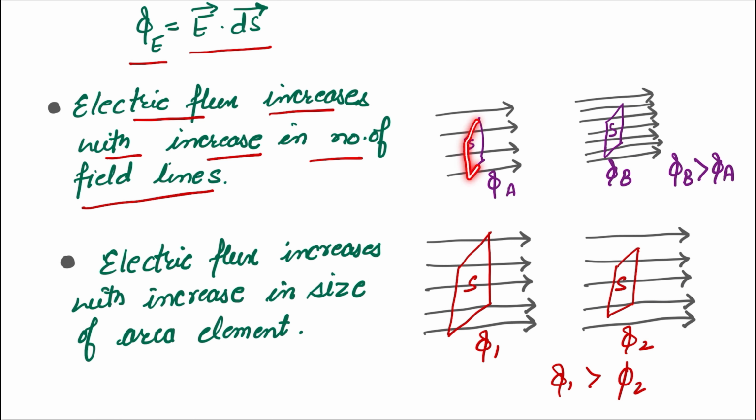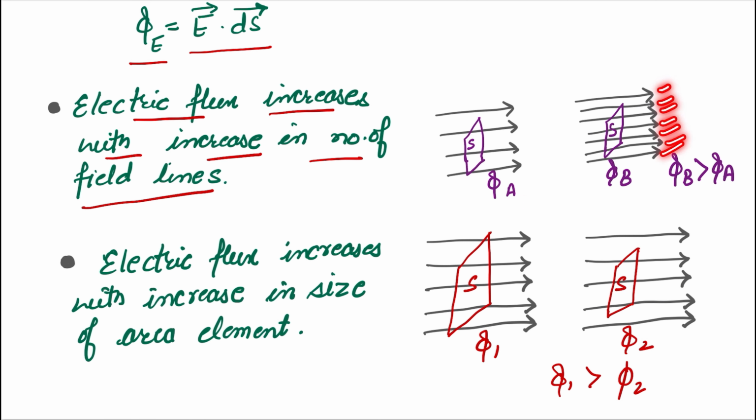This is the first area element S, the same area element S. It means these S and S are the same in area. In the first case, we have drawn only 4 lines, and the electric flux corresponding to it is phi A. In the second case, we have increased the electric field.